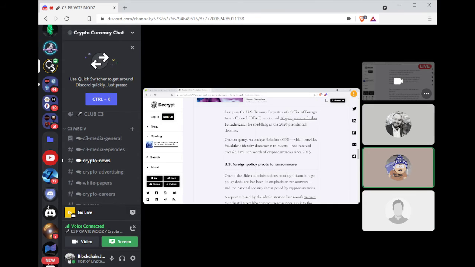Last year, the U.S. Treasury Department's Office of Foreign Assets Control sanctioned 16 groups and 16 individuals for meddling in the 2020 presidential election. I also didn't hear about that. I do recall that, yeah. One company, Second Eye Solutions, which provides fraudulent identity documents to buyers, had received over $2.5 million worth of cryptocurrency since 2013. Wow. I remember them as well. That's pretty much the article.